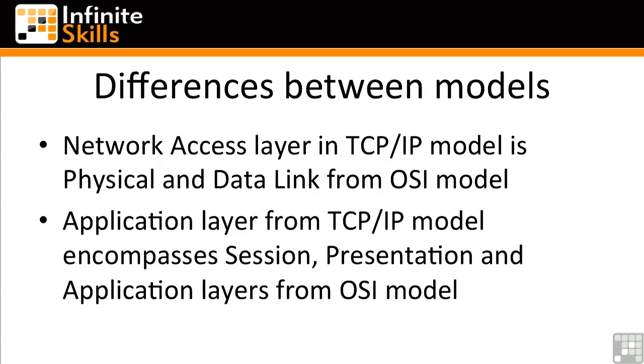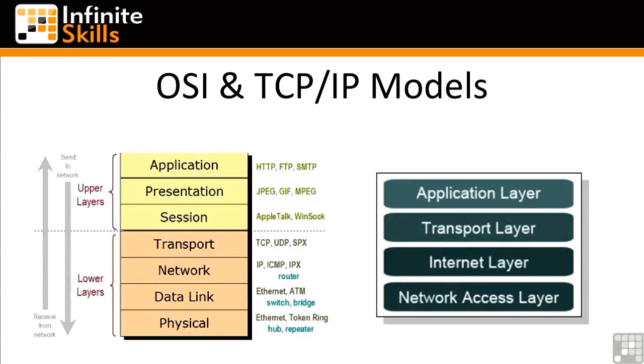Similarly, the application layer from the TCP/IP model encompasses the session, presentation, and application layers from the OSI model. So on the right, the very top box, the application layer, encompasses the session, presentation, and application layers on the left-hand side. And that, of course, leaves the transport layer to be the same, and in the OSI model, they call it the network layer. In the TCP/IP model, it's called the internet layer. Same sort of thing. That's where IP lives. And even though it's called the internet layer as compared to the network layer, it's the same sort of functionality.